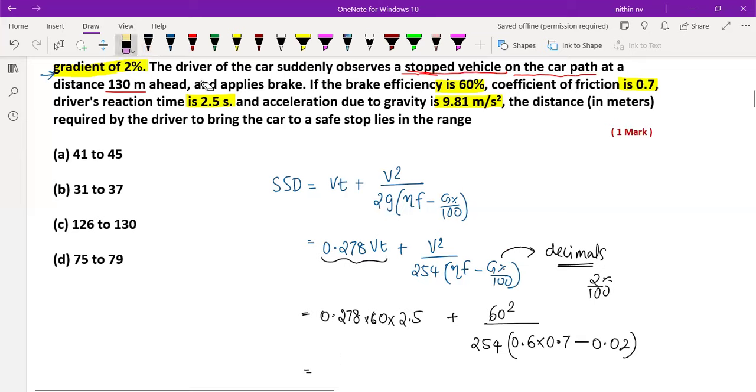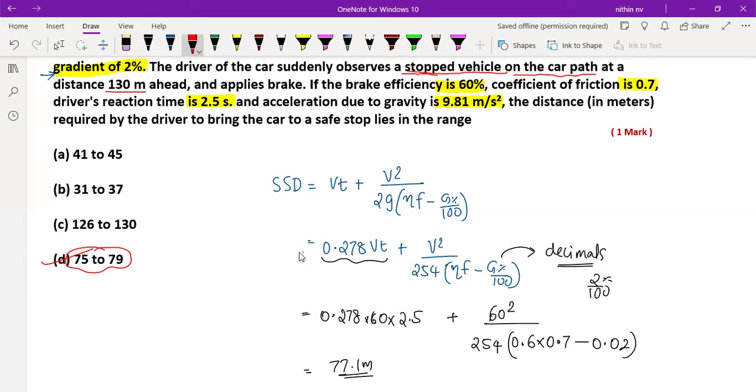You will be getting around 77.1, right? I'm not writing separately. So 77.1 meter approximately you'll be getting. If I'm going back to the range, yes, in this range we are getting, right? 75 to 79, which means option D will be our final answer.